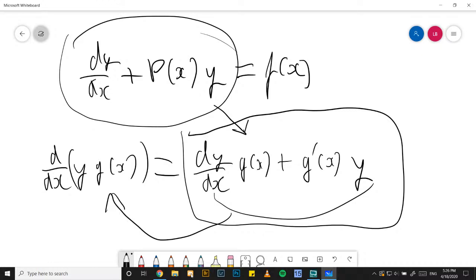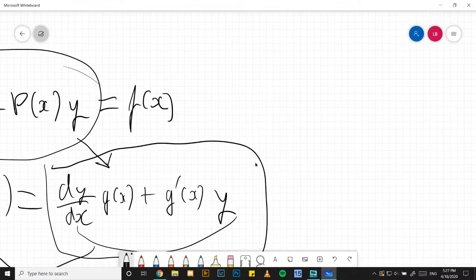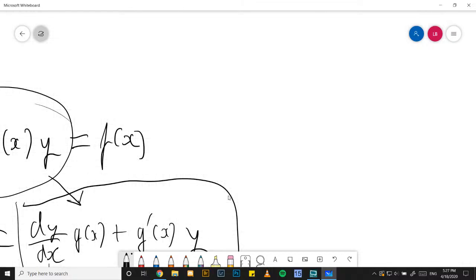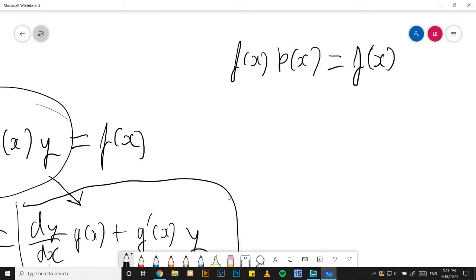However, note that what it's really trying to do is multiply p of x by some function such that the product becomes the derivative of the original function itself. So let's think about what that means again. You're trying to find some function f of x such that when you multiply that by p of x, that is equal to f prime of x itself. Right? So that's what that looks like.